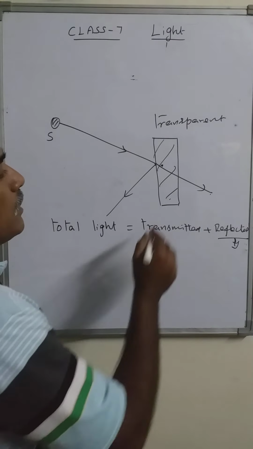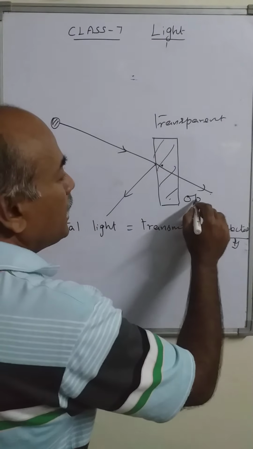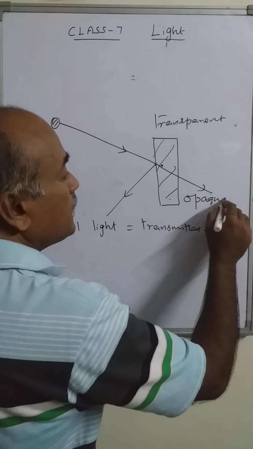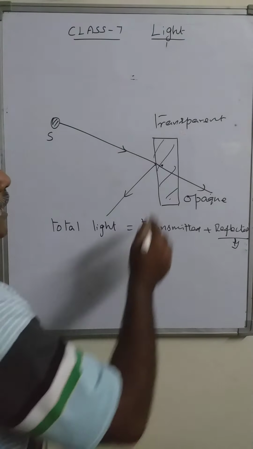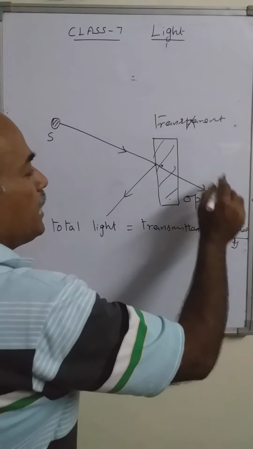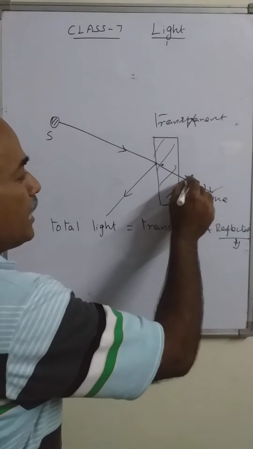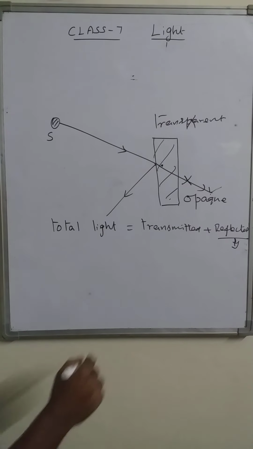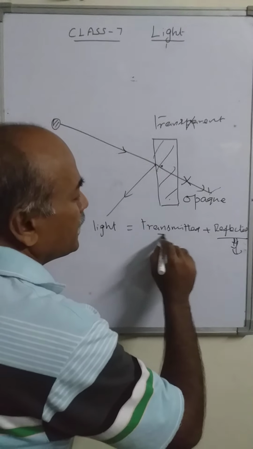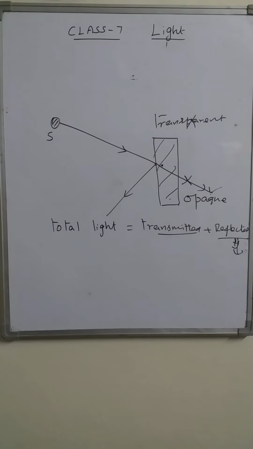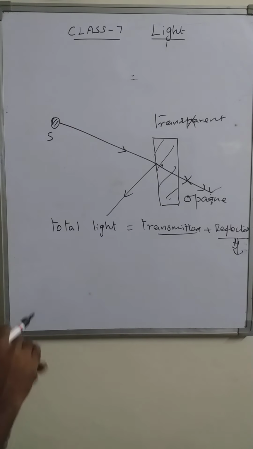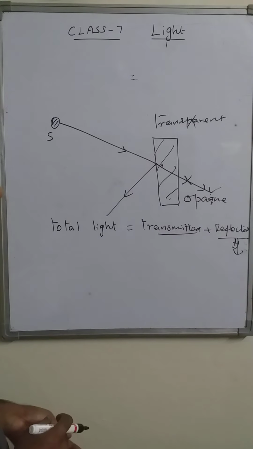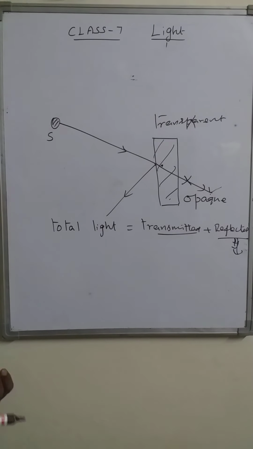If the surface is completely opaque, opaque means light cannot pass through it. If it is completely opaque, then transmission will not occur, then the reflection takes place completely, right? So for a transparent surface, the light will be transmitted, and if the surface is opaque, light gets reflected.